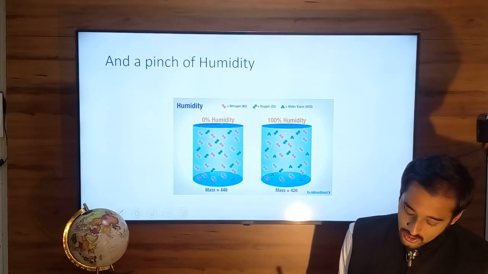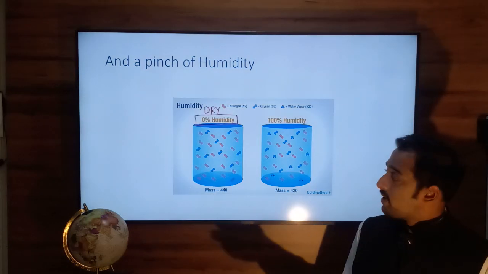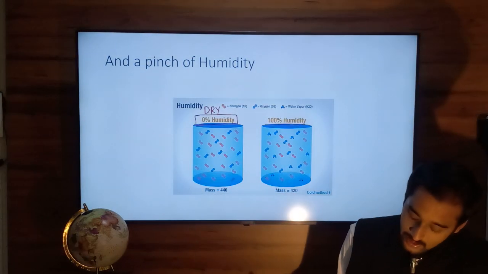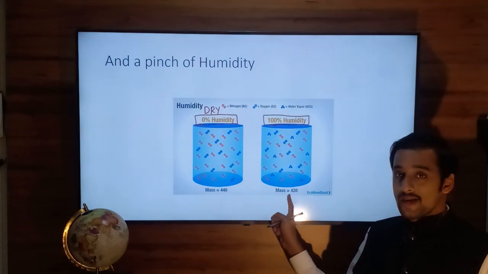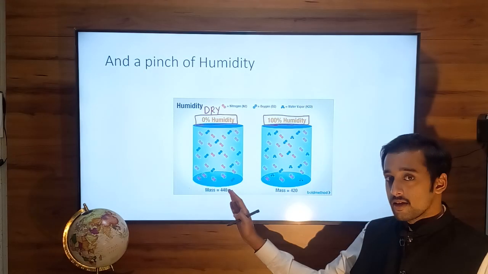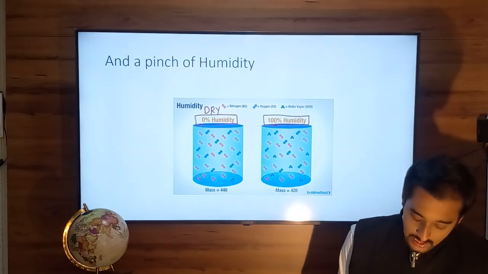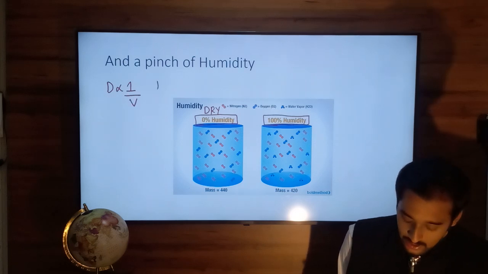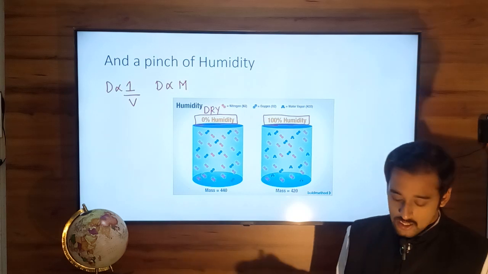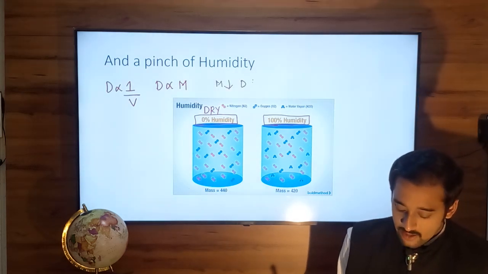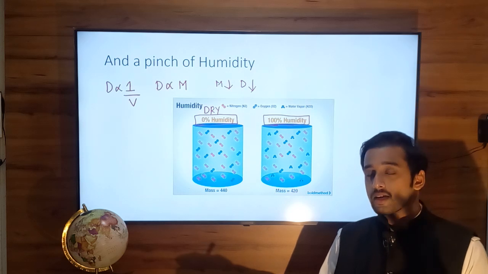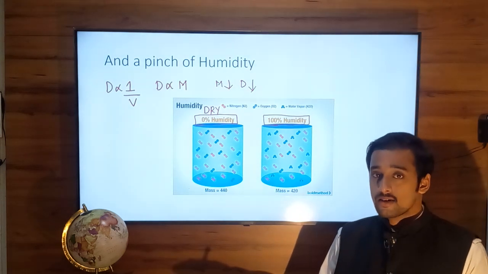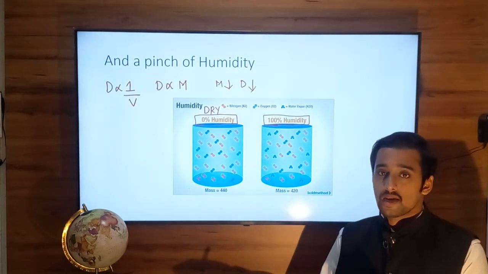Third, humidity. Now here you have 0% humidity or dry air. Now when air is dry, you have mass of 440. When air is humid like here, full humid 100% to capacity, mass becomes 420. So mass has decreased from 440 to a mass of 420. And now density is inversely proportional to volume and directly proportional to mass. So when mass decreases, your air density will also decrease. So with humidity in air, your air density will decrease. Remember that. Air being dry, density will increase.